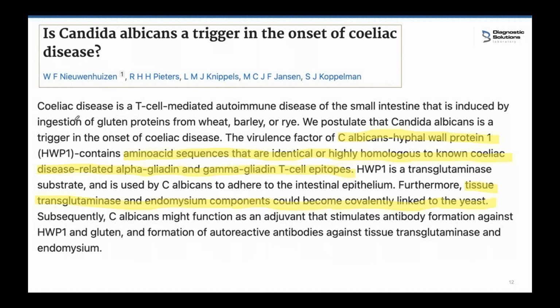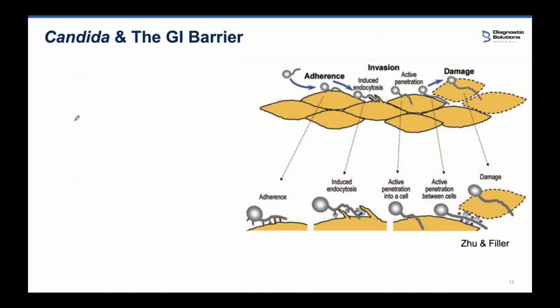And then the TTG, so when you test for celiac disease, you're looking at your serum tissue transglutaminase, and that can also be involved with yeast. So yes, yeast can be a potent trigger in celiac disease.